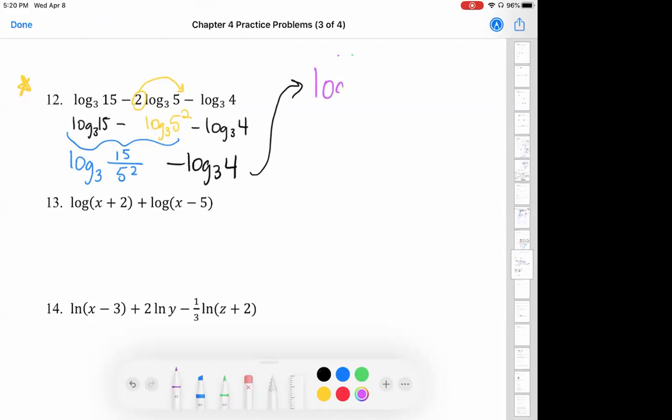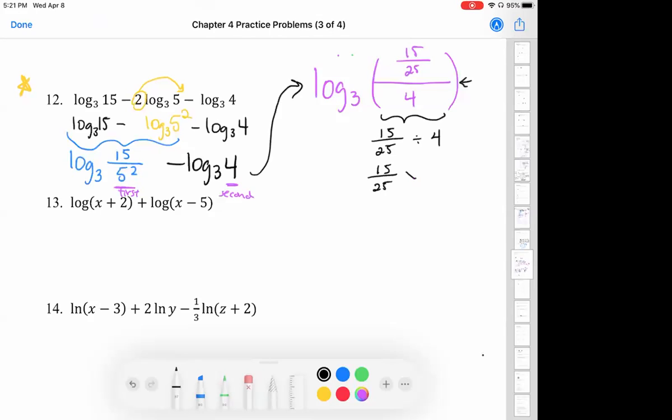So I have log base 3 of 15 over 5 squared, you can write 25, divided by 4, right? So we're taking each one and we're dividing our first by our second. Now, don't let this complex fraction fool you. We know we're just dividing. So if you want, you can think of this as 15 over 25 divided by 4. Remember to divide fractions, we keep our first fraction, we change it to multiplication, and we write the reciprocal of our next fraction.